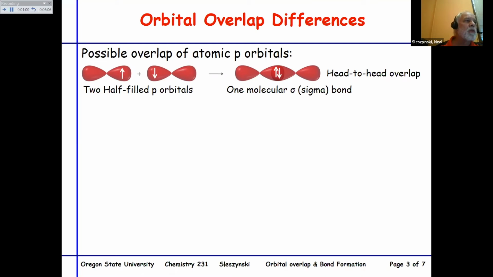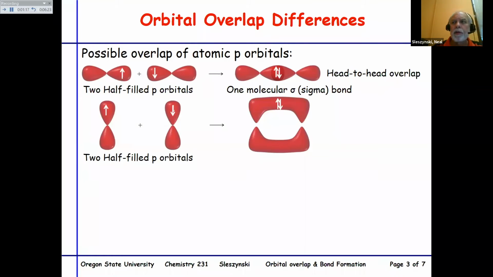We end up then with one molecular sigma orbital. So that little symbol that we see there is a Greek sigma. So we end up with one molecular sigma bond that results from the head-to-head overlap of these p orbitals.